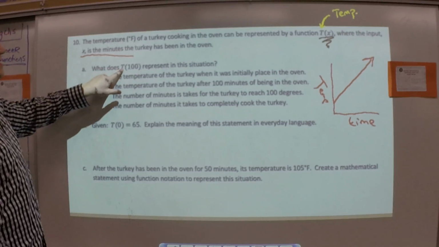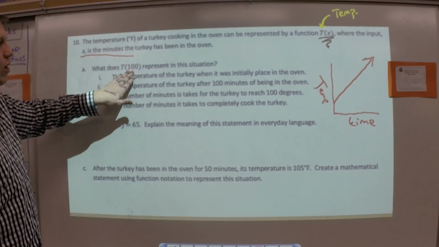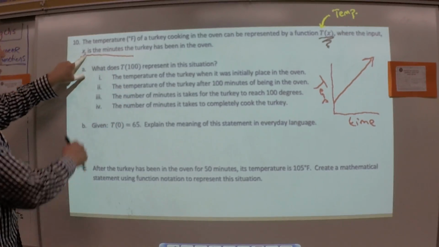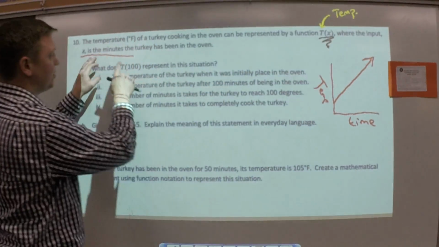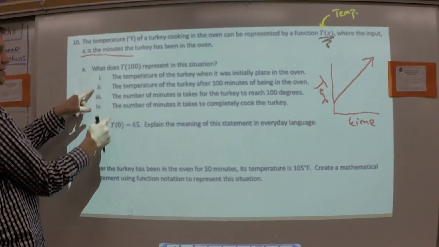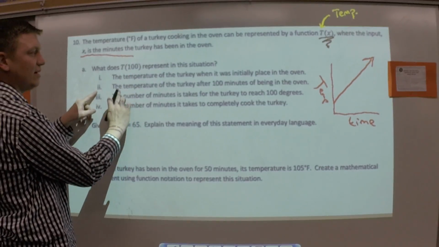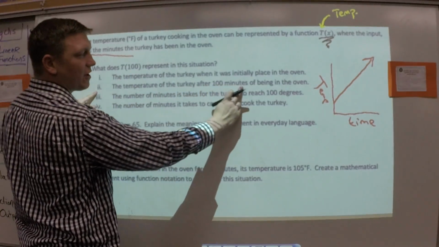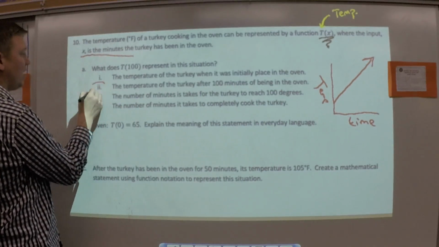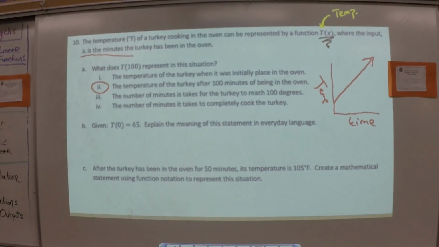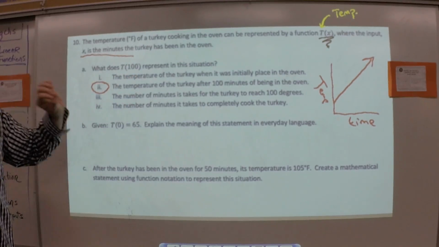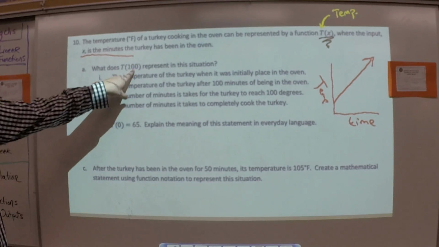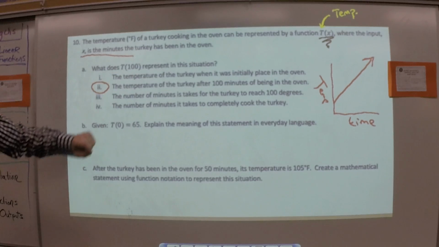So this actually is telling us what's the temperature at what? At 100 what? 100 minutes. Because remember, the minutes is the x variable. Okay, so that's 100 minutes. Well, where's that at? That says right here, the temperature of the turkey after 100 minutes of being in the oven. All the other ones do not make any sense because the capital T stands for this is temperature based on an input of how much time it's going to be in the oven.